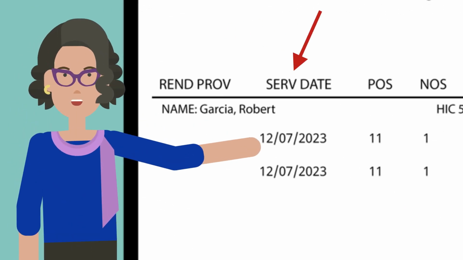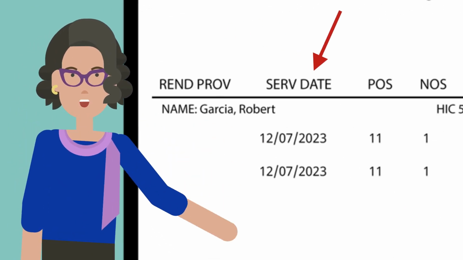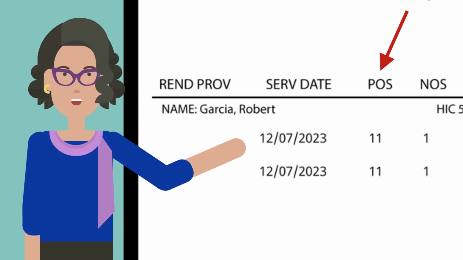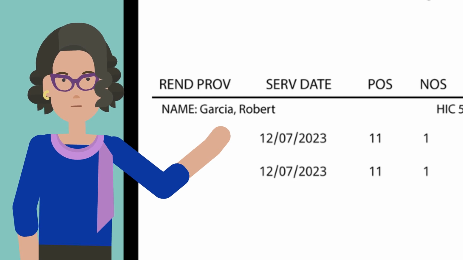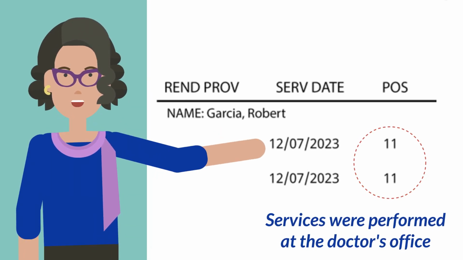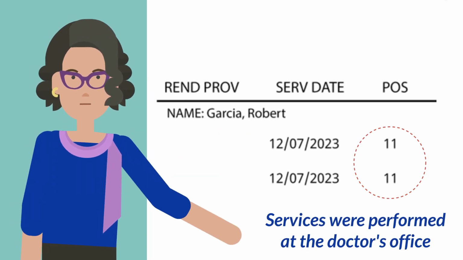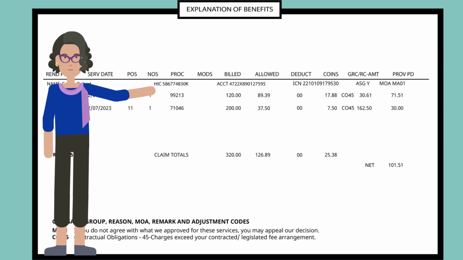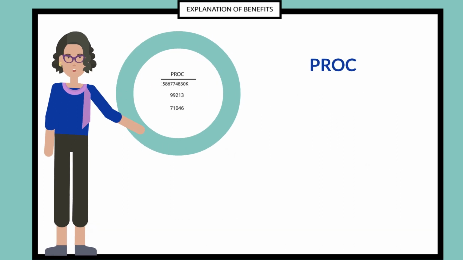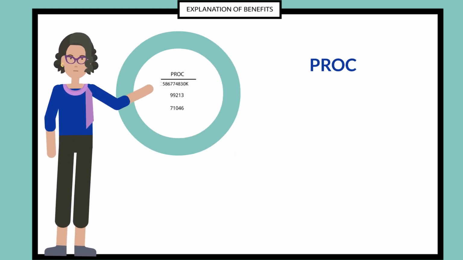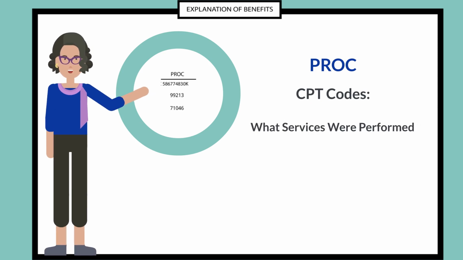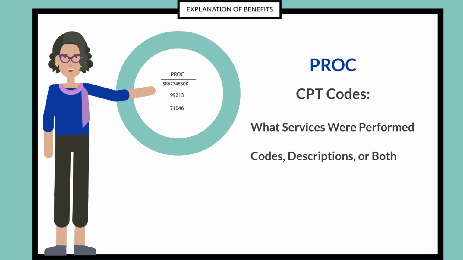This first column represents the date of service. The next column, POS, is the place of service and represents where Robert received services. 11 indicates the services were performed at the doctor's office. NOS indicates the quantity or number of the services performed. Next, we see the PROC column. Listed here are the CPT codes that indicate what services were performed. These may be codes, descriptions, or both.